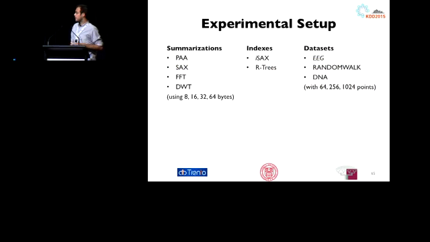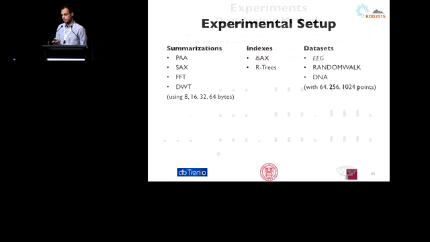So this is our experimental setup. We have used 4 different summarization methods: piecewise aggregate approximation, symbolic aggregate approximation, FFT, fast Fourier transform, and discrete Haar wavelets, using 8, 16, 32, and 64 bytes. We have also used 2 standard indexes, iSAX and R-trees, and 3 different datasets: electroencephalograms, random walk data, and DNA data, ranging from 64 to 256 and to 1,024 points for each data series.